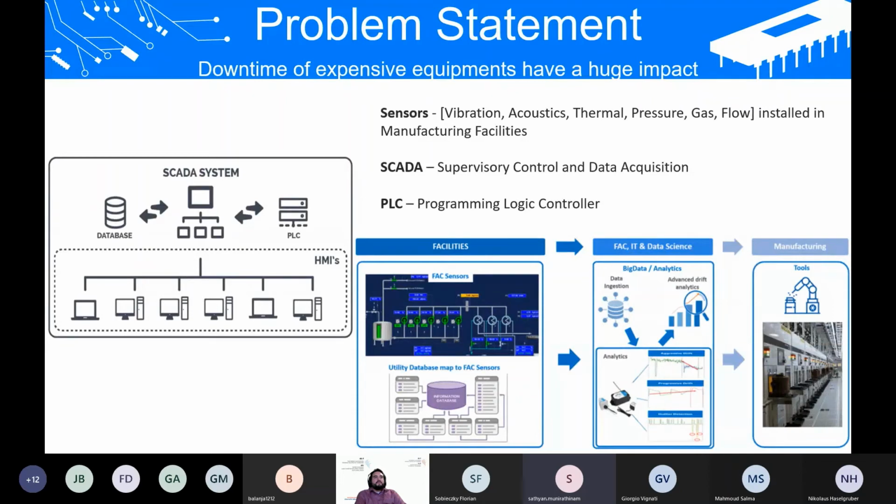And then we collect the data from the SCADA databases, and we run all kinds of machine learning algorithms to come up with some sort of trending of how well the equipment is working, right, in terms of understanding the health of each piece of equipment.